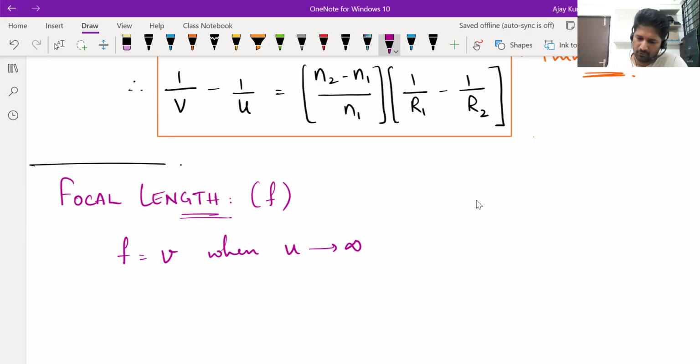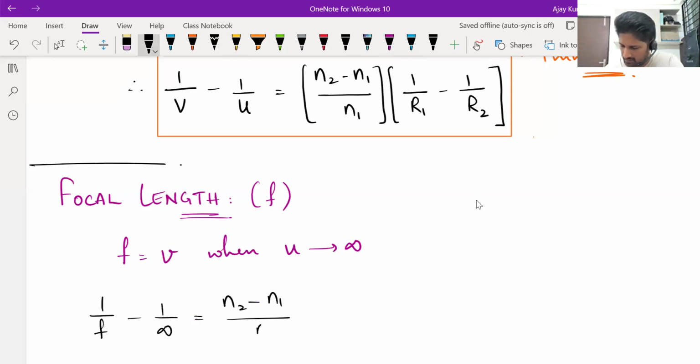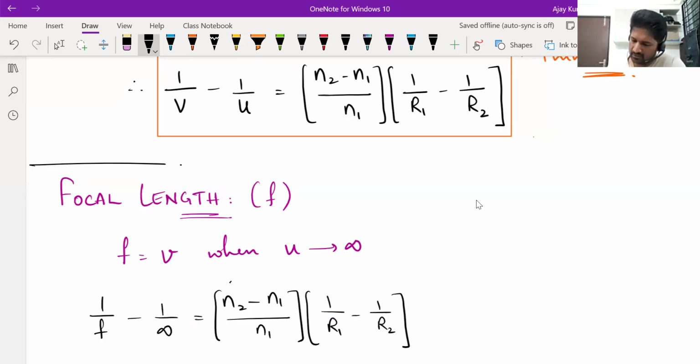Therefore, let's use the formula that we just derived. 1 by f minus 1 by infinity is equal to n2 minus n1 whole divided by n1 into 1 by r1 minus 1 by r2. See, in some books, they write it as n1 minus n2. They interchange these two terms and then they interchange these two also. So don't get confused. In one bracket, if you have taken 2 minus 1, in the other bracket, you have to take 1 minus 2. Remember it like that. If it is n2 minus n1 that you have written in the first bracket, then it will be 1 by r1 minus 1 by r2 in the second bracket.